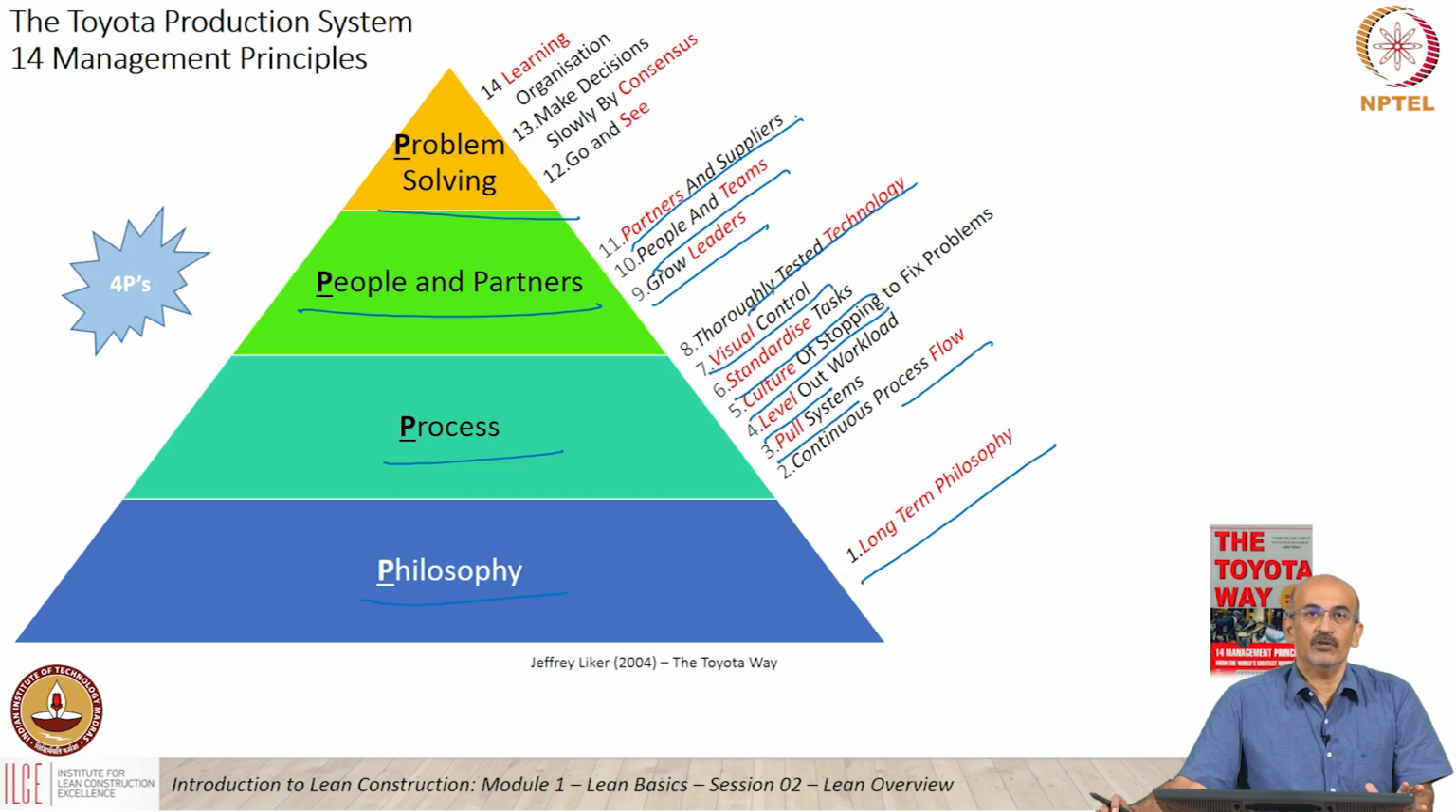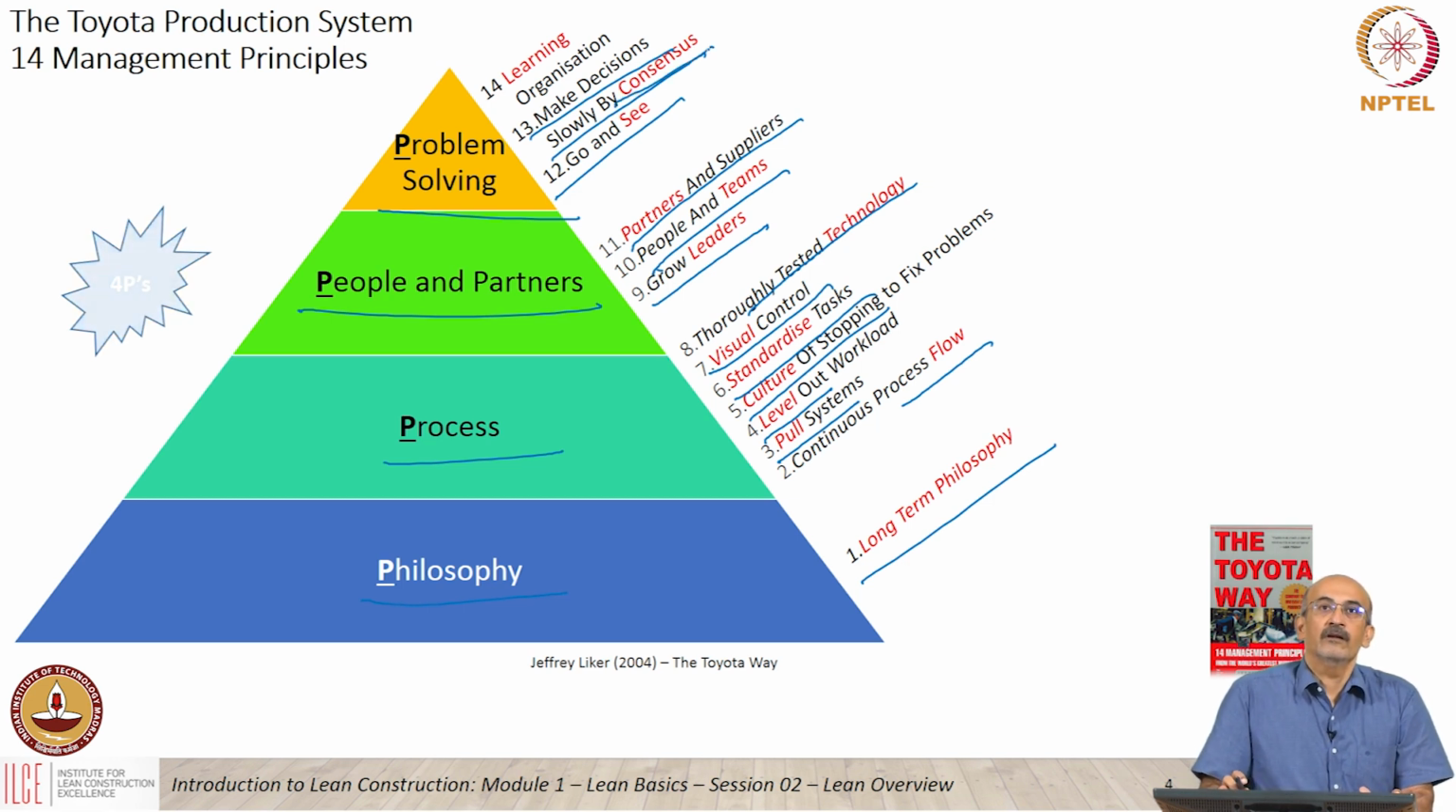And finally, we have problem solving, where we say go and see, or the Gemba as we call it, go see for yourself. Then make decisions by consensus. The Toyota production system said slowly by consensus, but it's consensus that's important. And then be a learning organization, which is the ultimate objective. Be a constantly innovating organization. Keep looking at ways to improve. Let the improvement requirement not come just from the top management, but from everybody in the organization. That's what a learning organization is.